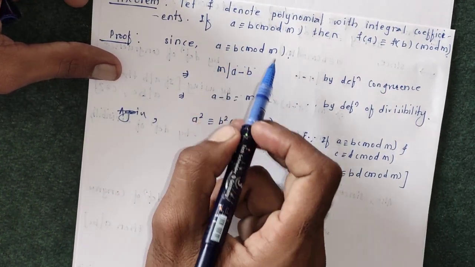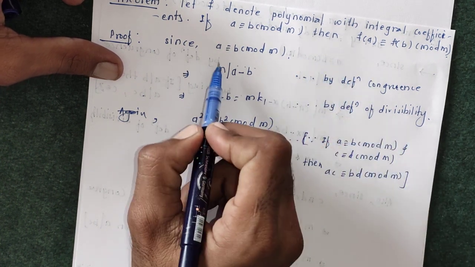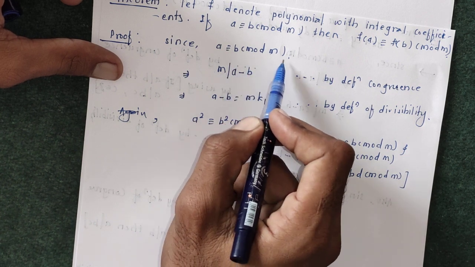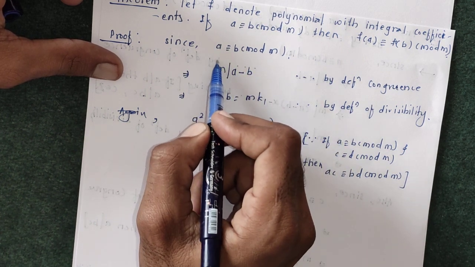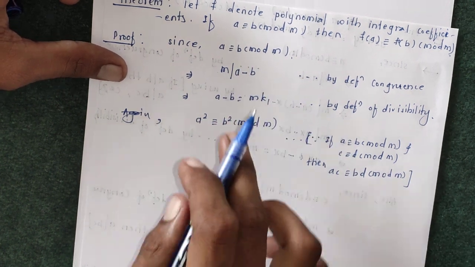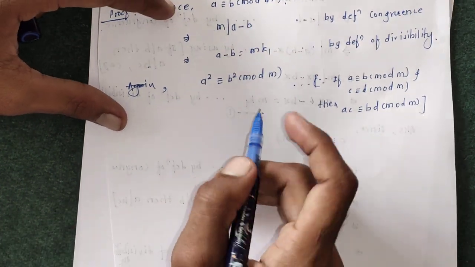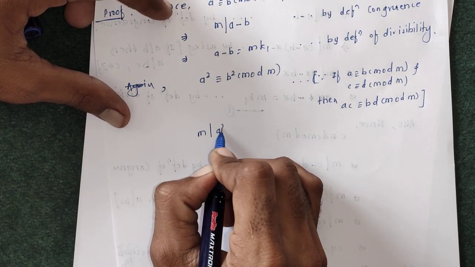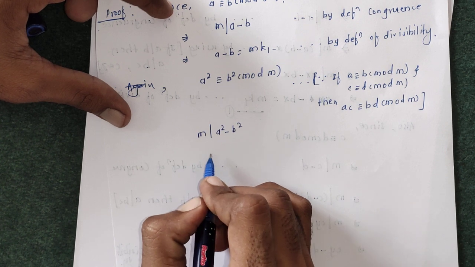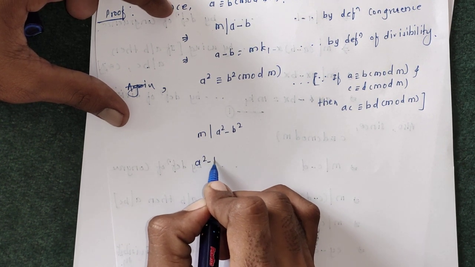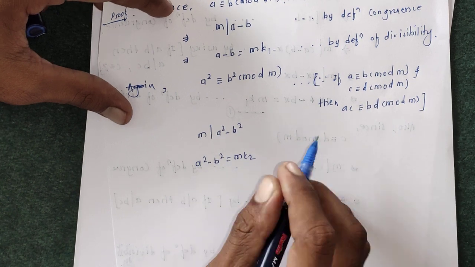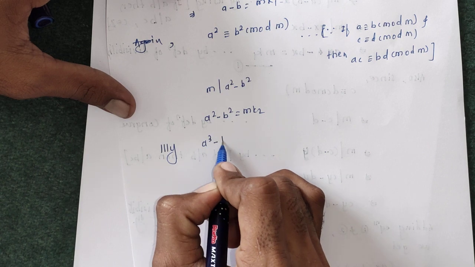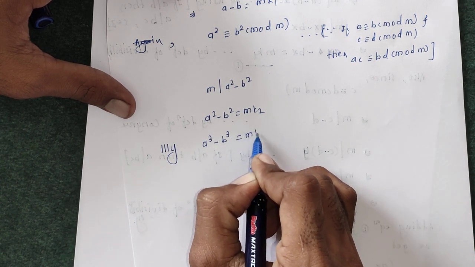Taking the congruence a is congruent to b mod m and again a is congruent to b modulo m, multiplying them gives a square is congruent to b square modulo m. Using the definition of congruence, m divides a square minus b square, and from the definition of divisibility, a square minus b square is equal to m times some k2. Similarly, a cube minus b cube is equal to m times some k3.